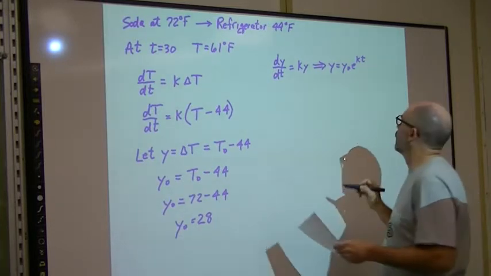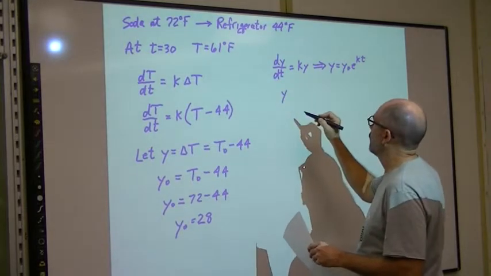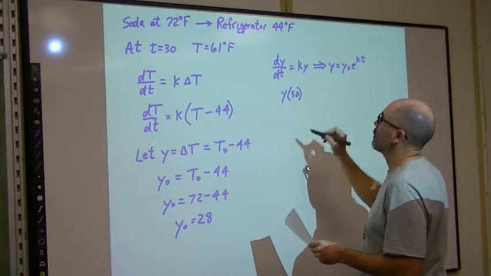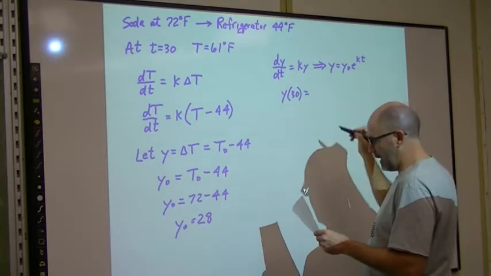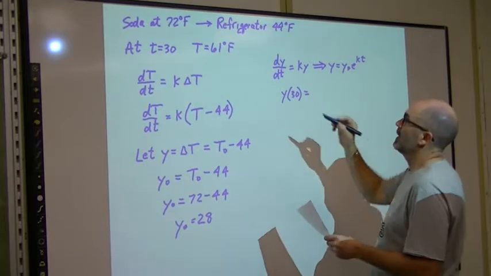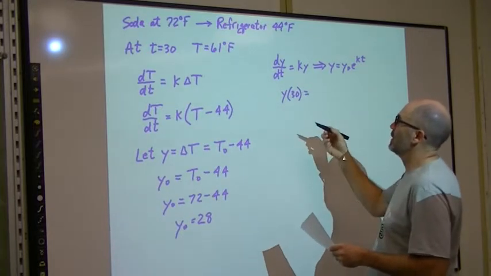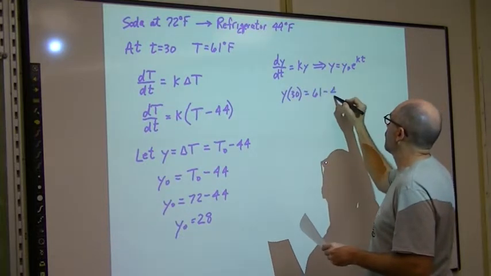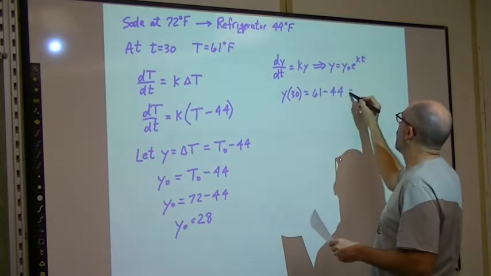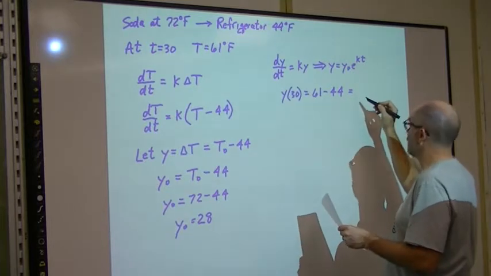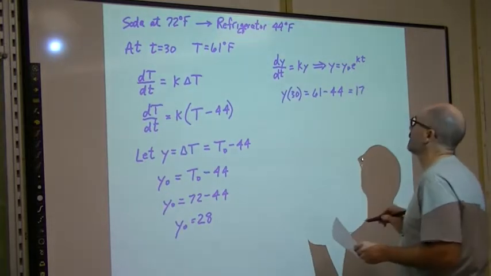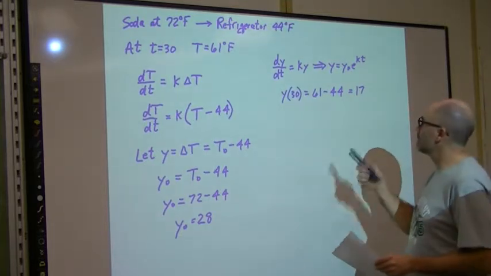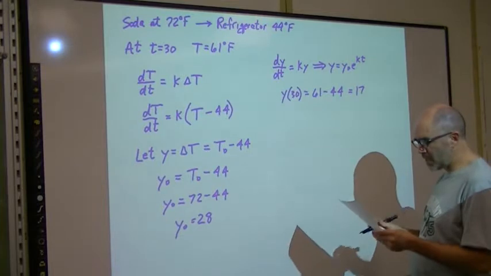Let's do one more thing first. So y of 30 minutes is going to be the temperature difference at that time. So what is that difference? It's going to be 61 minus 44. So y of 30 is going to be 17 degrees. So basically 30 minutes into my cooling, my temperature difference is now down to 17 degrees.